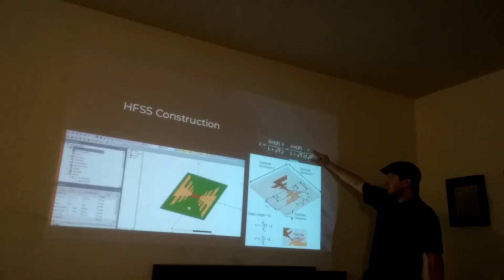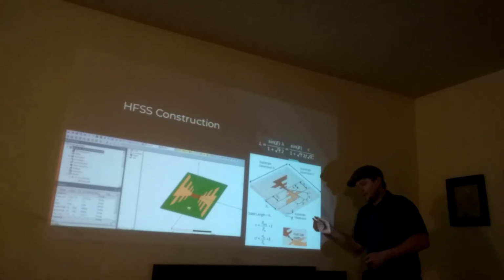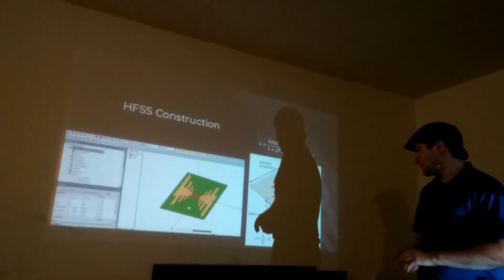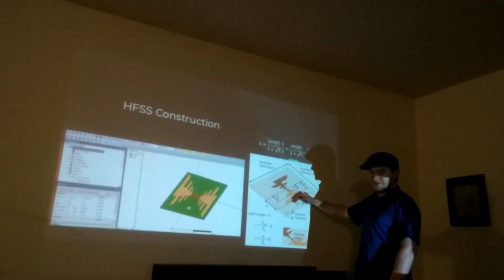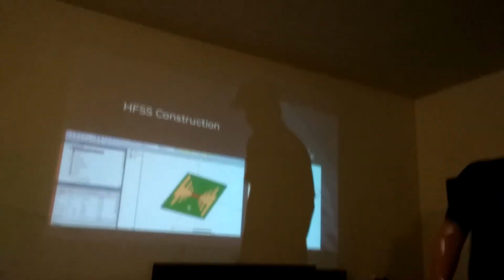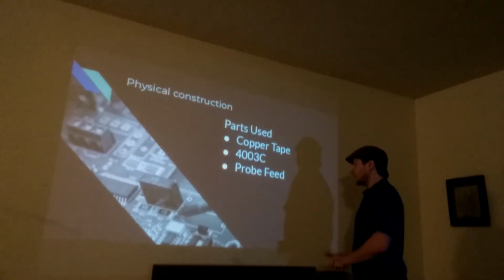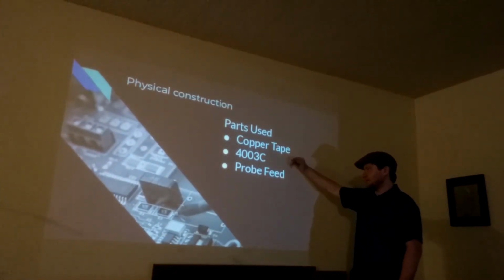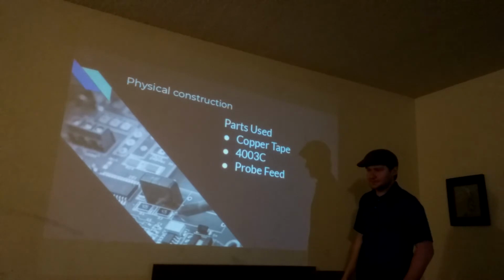Now, I also accounted for in this equation if you take the speed of light divided by the frequency to get the wavelength, and the dielectric constant of the substrate I was using, which was 4003C Duroid. And pretty much this equation that I derived came up with nearly the same length that HFSS came up with for every single tooth. So as far as the parts go, I used some copper tape, probe feed, and 4003C Duroid as my substrate.